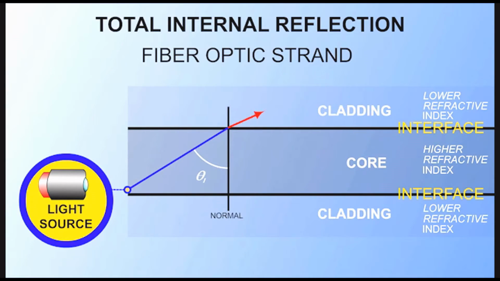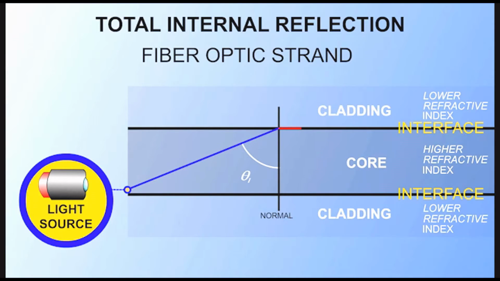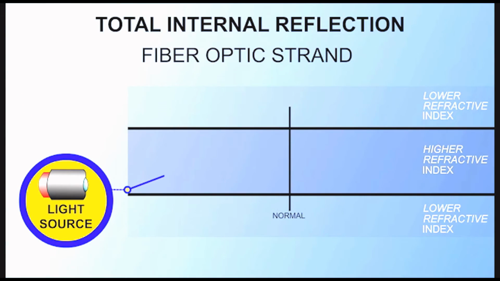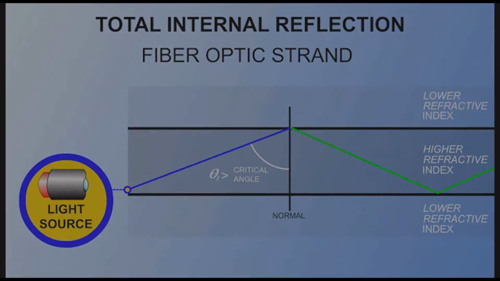If the angle of incidence is such that the refracted light wave travels along the boundary between the core and the cladding, it is known as the critical angle. If the striking angle, or angle of incidence, is greater than the critical angle, the light will be reflected with no refraction. This is what is known as total internal reflection.